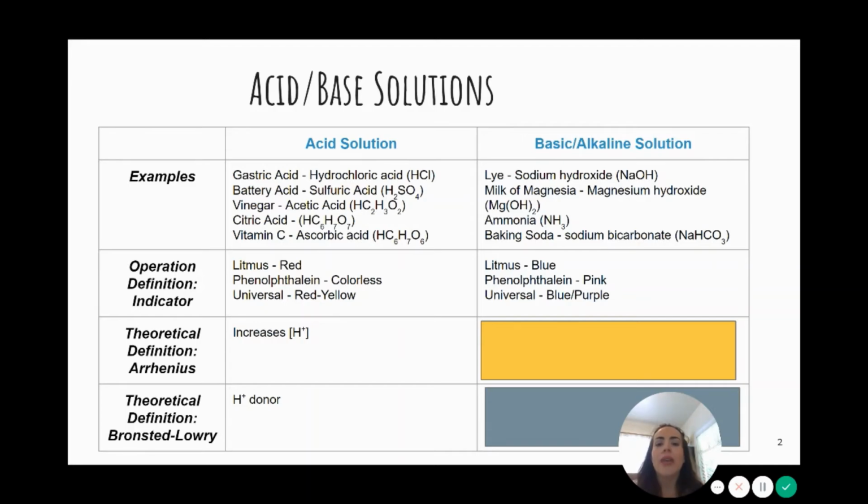Now notice that we have missed green. Green's usually right in the middle and we call that neutral. And we'll talk about that in one of the next videos when I talk about pH and calculating our pH scale.